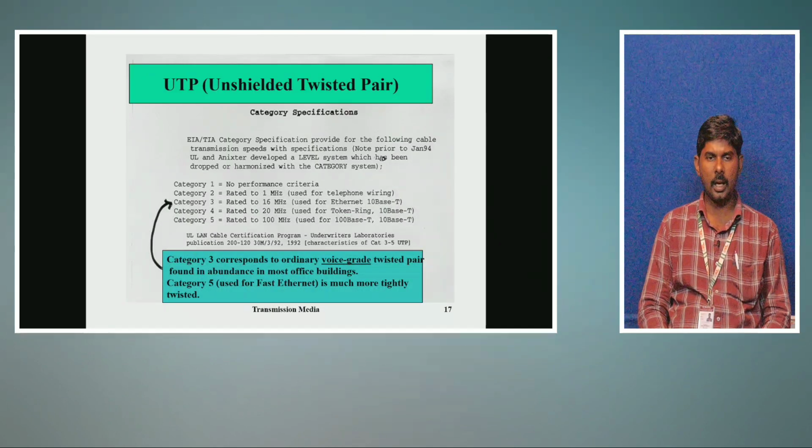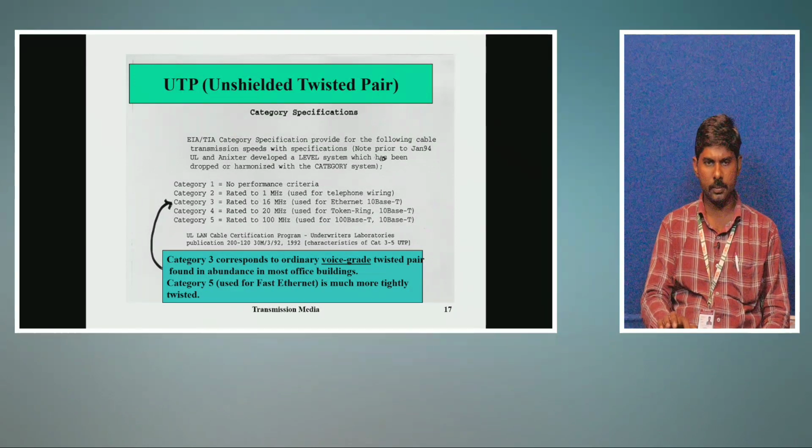So here is how the categories are defined: category 1 has no performance criteria, category 2 is rated to 1 MHz, category 3 corresponds to voice-grade twisted pair cable up to 16 MHz, and category 5 is used for faster Ethernet with more tightly twisted pairs. Category 4 is 20 MHz. Category 4 is used for Token Ring, and category 3 is used for Ethernet 10BASE-T. So what is this 10BASE-T, 100BASE-T? We will see.